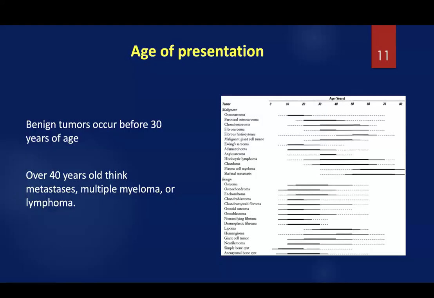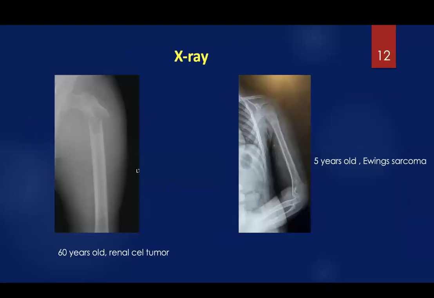Well, as we know, myeloma and lymphoma typically occur above the age of 40. Now, systemic lymphoma is above the age of 40, but there are cases of primary bone lymphoma that occur in younger age groups, especially the second decade of life. Like, look at this X-ray. The one on the left side is a 60-year-old male patient of mine.